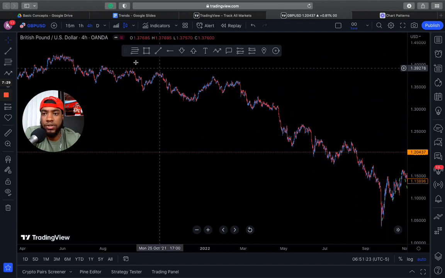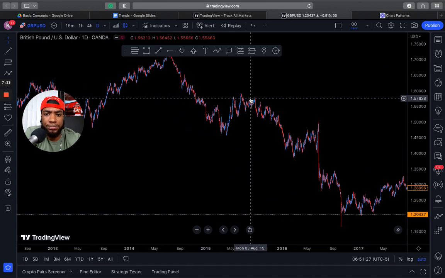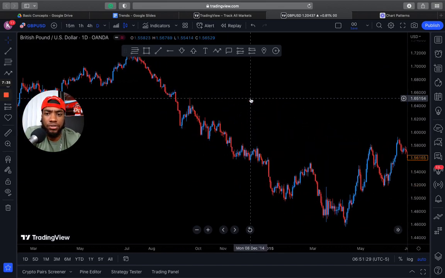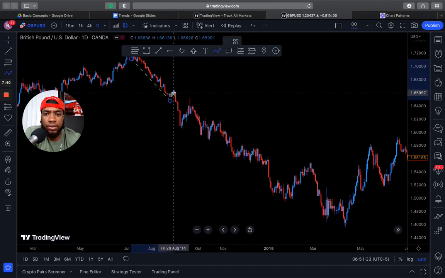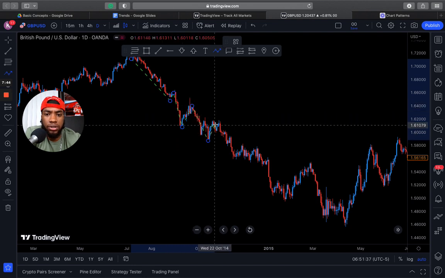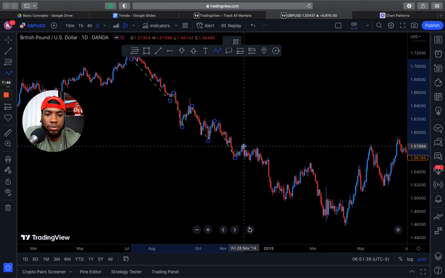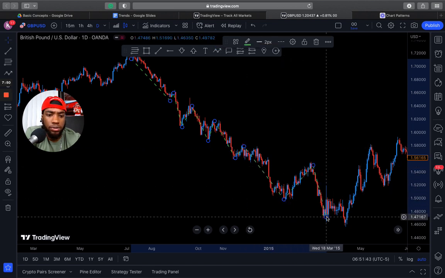This is a good example of a downtrend. Honestly, I could bring this to the daily. Now look at downtrend movement, right? So we have lower low, lower high, lower low, lower high, lower low, lower high, lower low, lower high, lower low, lower high, lower low.